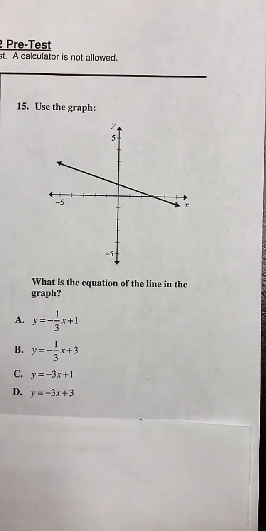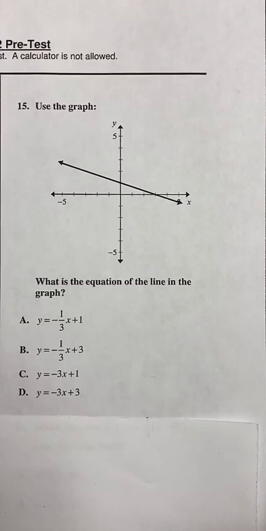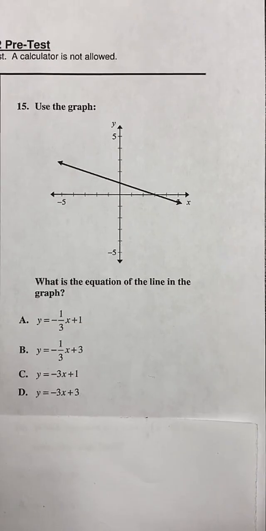All right, so taking a look at this graph. What is the equation of the line in the graph? Is it A, y equals negative 1/3 x plus 1? B, y equals negative 1/3 x plus 3? C, y equals negative 3x plus 1? Or D, y equals negative 3x plus 3?